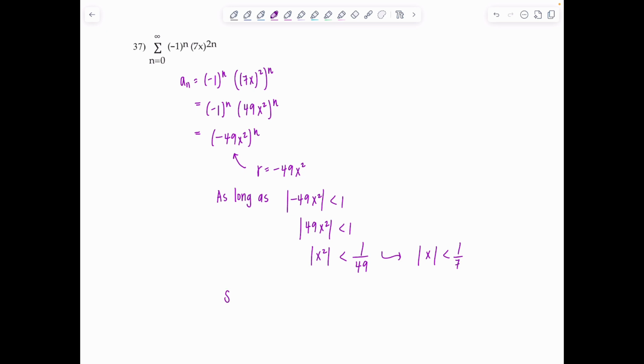Then the sum is going to be the first term. This series starts at 0, so the first term is going to be 1 over 1 minus r, -49x squared. And then just clean up. This is going to be 1 over 1 plus 49x squared. Good? Okay, beautiful. Now, I think we should have geometric series, telescoping, and all that good stuff under control.